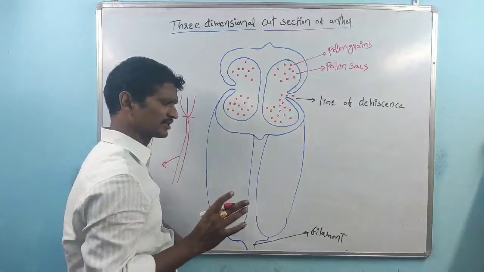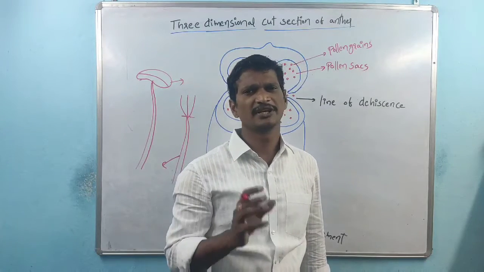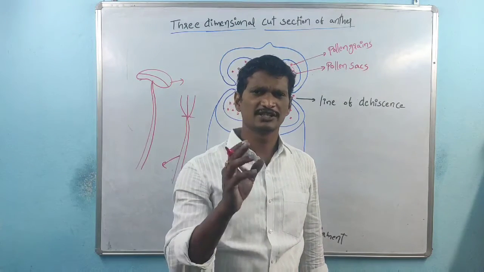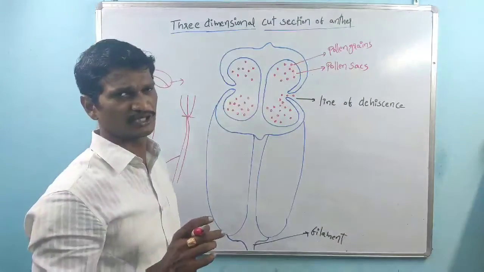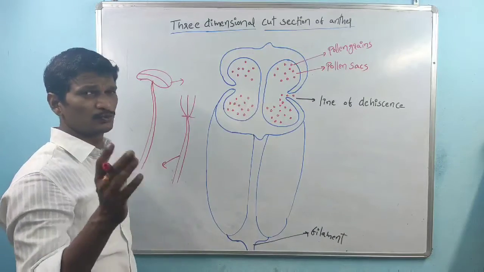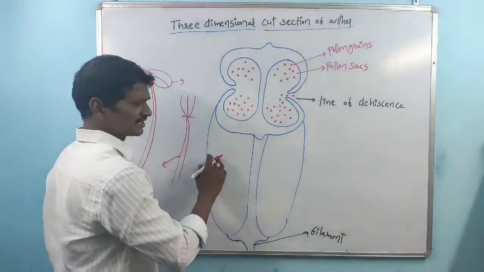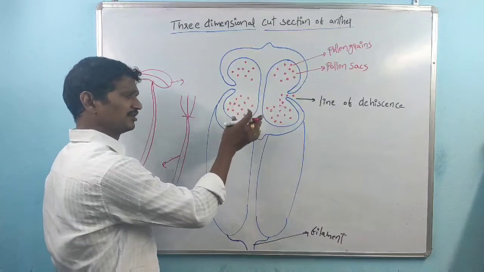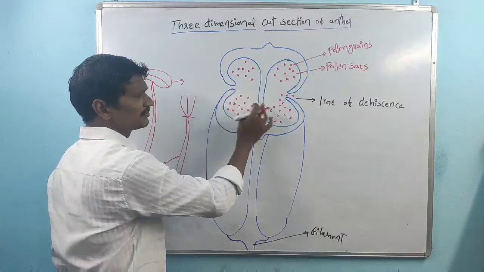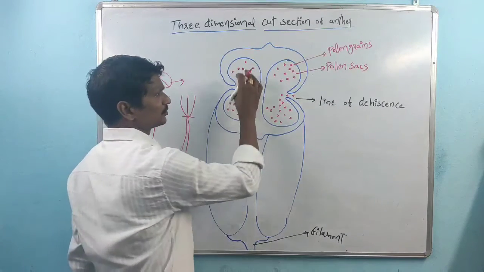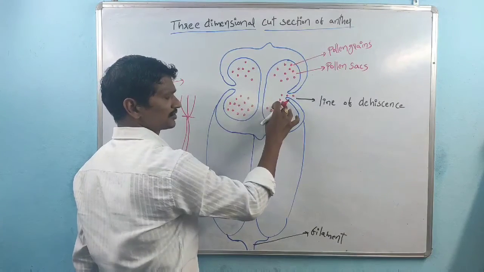As we discussed in the last class, the outermost layer is the epidermis, then the endothecium, then the middle layers, and next the tapetum layer. Then there is the sporogenous tissue, which is nothing but the pollen sacs. The central tissue is the very important one.